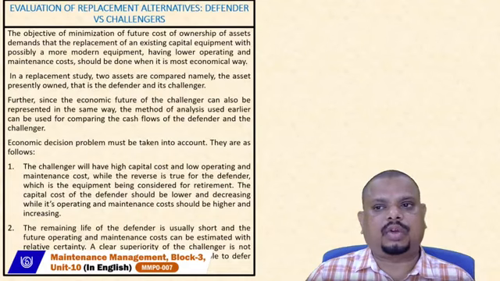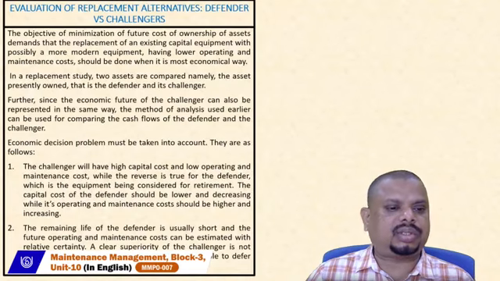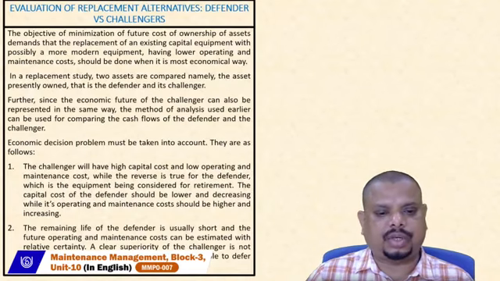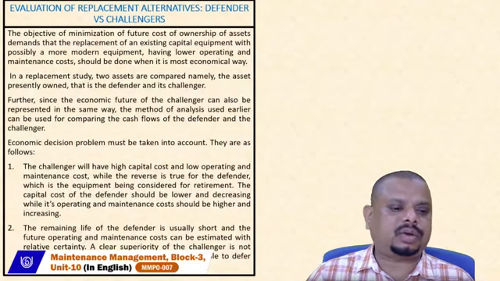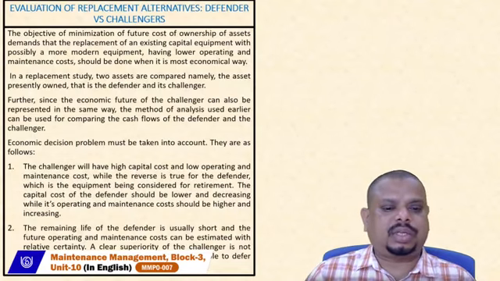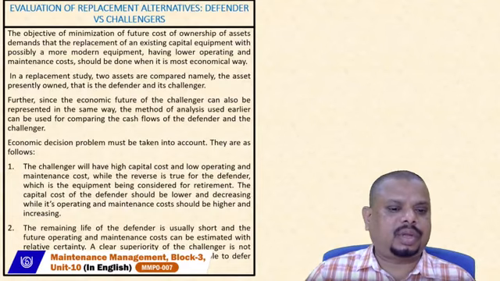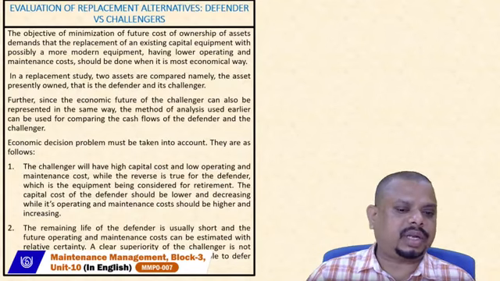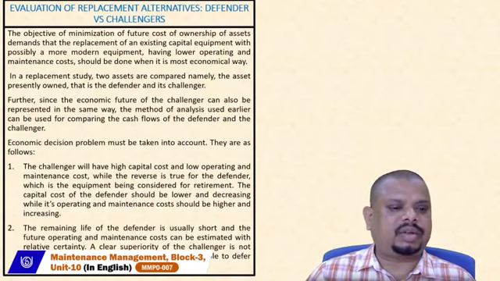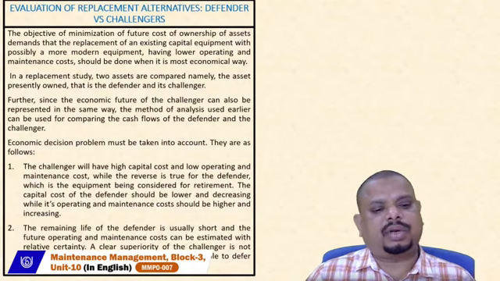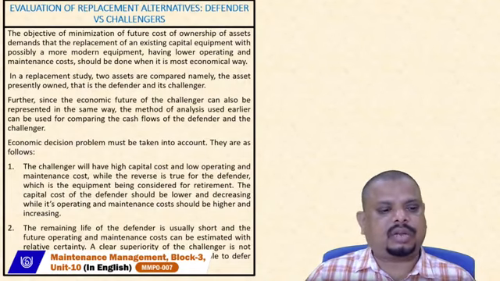Let's understand the economic decision problems which must be taken into account. First, the challenger will have high capital cost, lower operating cost, and lower maintenance cost. The reverse is true for the defender. That means low capital cost, high operating cost, and high maintenance cost. So in the case of the defender, which is the equipment being considered for retirement, the capital cost should be lower, decreasing, while the operating and maintenance cost should be higher and increasing.